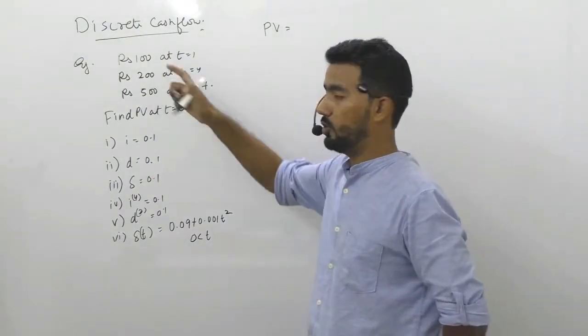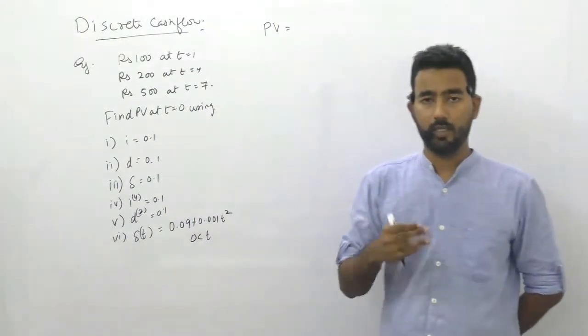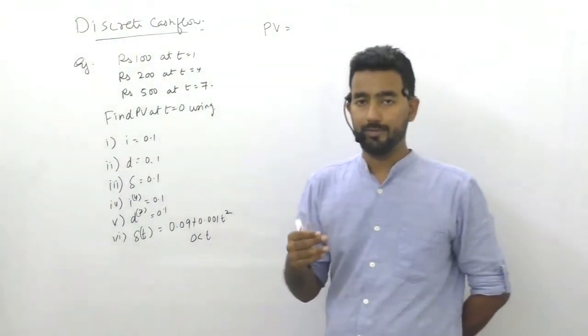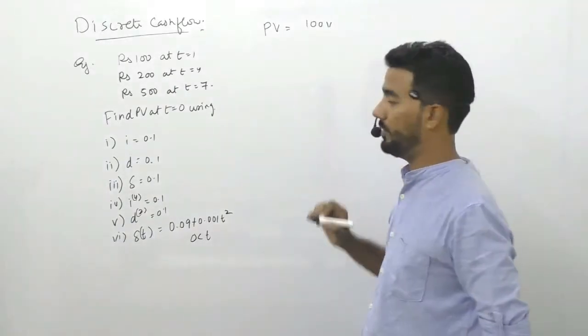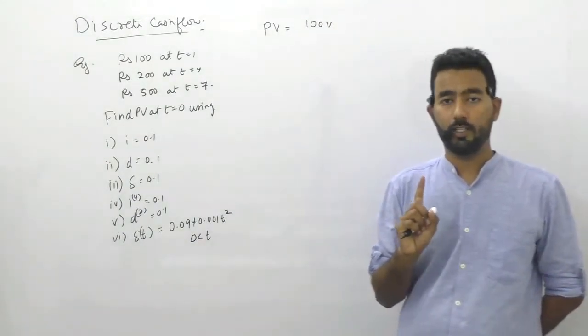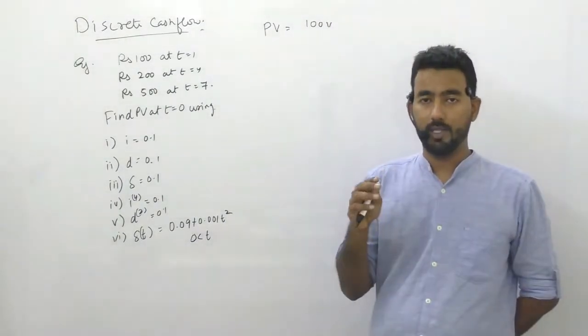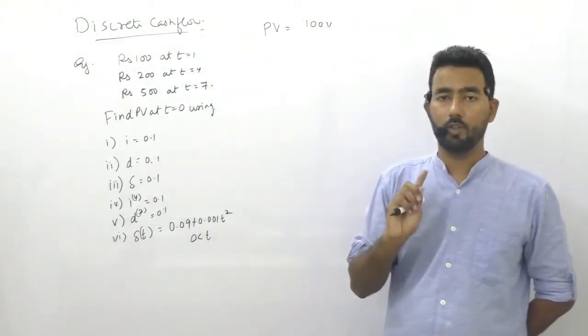Your 100 rupees is due after 1 year from today. You have to pay someone 100 rupees, you have to receive 100 rupees after 1 year. So the present value of 100 rupees at time 0 is 100 into v. We learned in the previous video that v is used to denote a discount factor of 1 year.